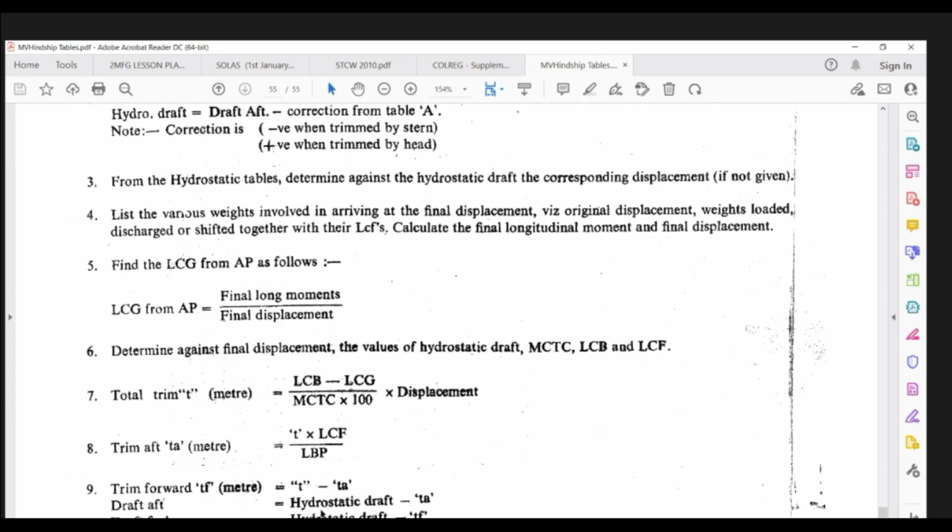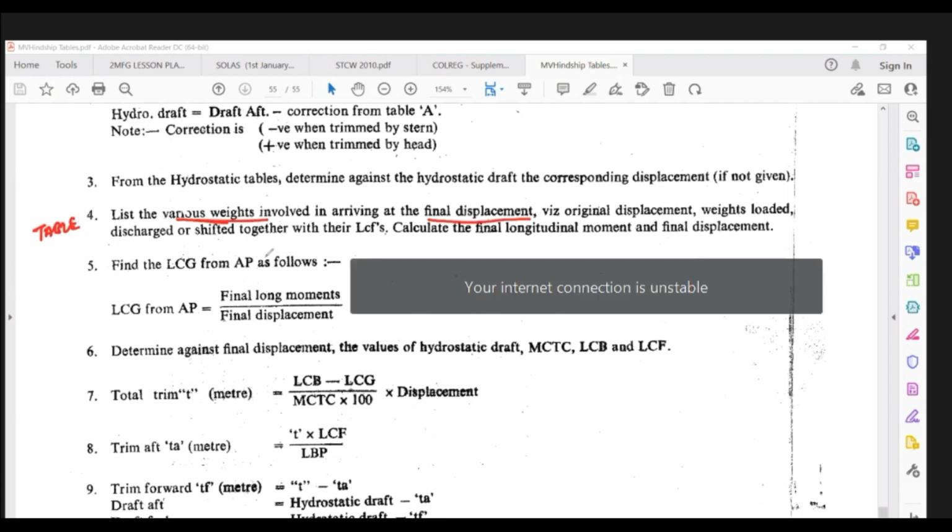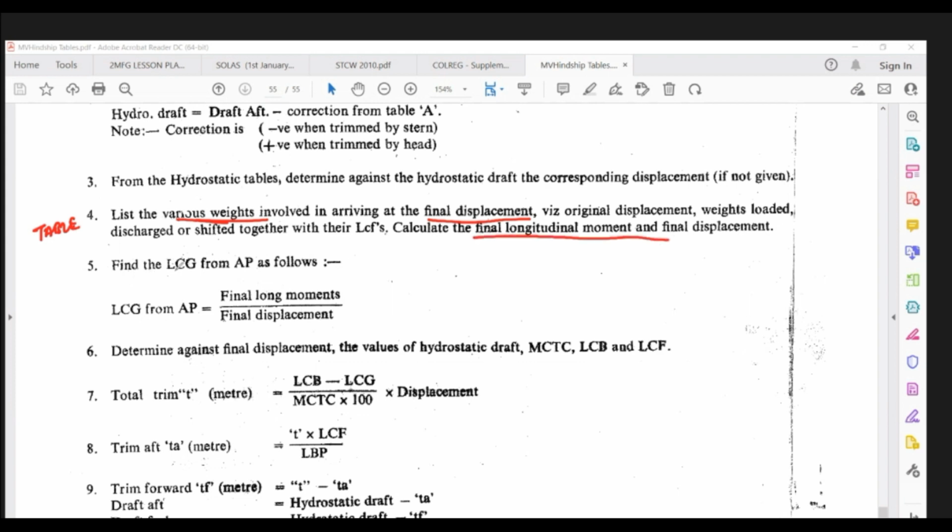Now, in the moments, if you see, he is talking exactly the same things here. So list the various weights and find the final displacement, right? Final longitudinal moment. And then from the final longitudinal moment, we find the final LCG. LCG is equal to final longitudinal moment divided by final displacement. Yes or no? Yes sir.